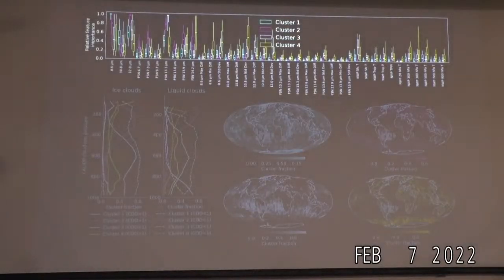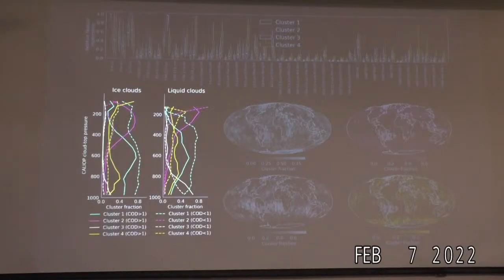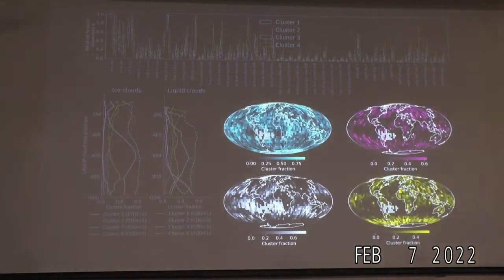We can go back. We'll look at cluster 3 this time in white. Cluster 3 has high importance in the 13.3 fusion channel, high importance in some spatial metrics associated with the 12 micron, also high importance in NWP surface temperature. Cluster number 3 explains a large fraction of low-level, optically thick liquid clouds. And it is frequent in regions where we see persistent low-level cloudiness.